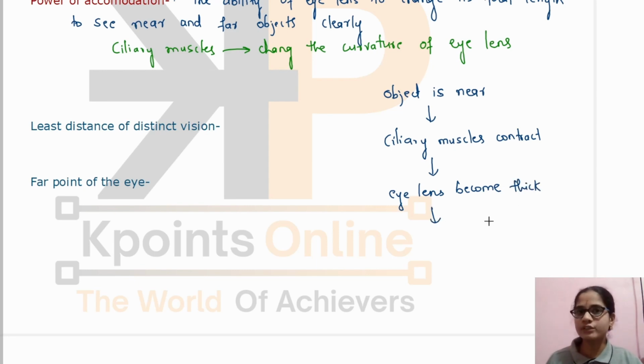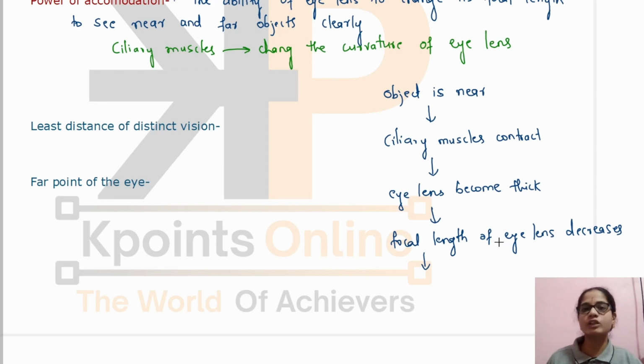What happens to the focal length of the eye lens? It will decrease. The focal length of the eye lens decreases, so that we are able to see the near object clearly. And again the image is formed on the retina. So in both the cases, when the object is far away from us or when the object is nearer to us, we get the image on the retina itself, so that we are able to see the objects clearly. This is the speciality of our eye lens.